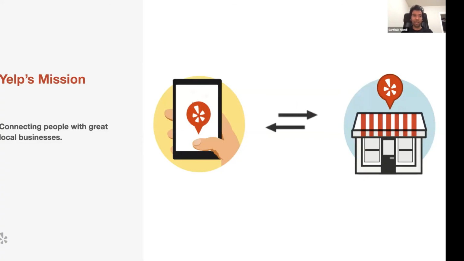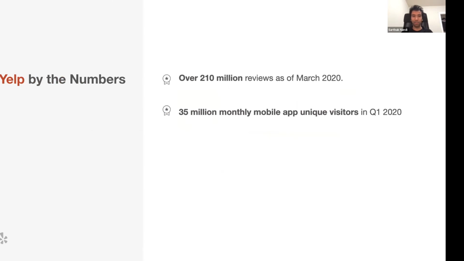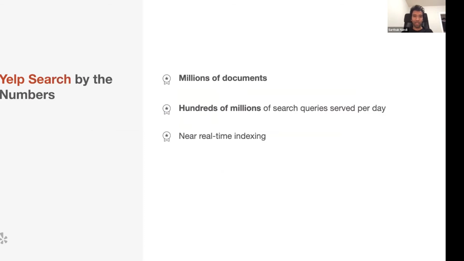At Yelp, our mission is to connect people with great local businesses. We have over 200 million reviews. We have millions of monthly unique visitors. And search is a big part of Yelp and a big part of fulfilling our mission. So we have millions of documents in our Elasticsearch cluster. We serve hundreds of millions of search queries every day with support for near real-time indexing.